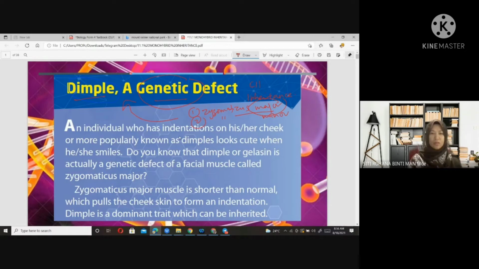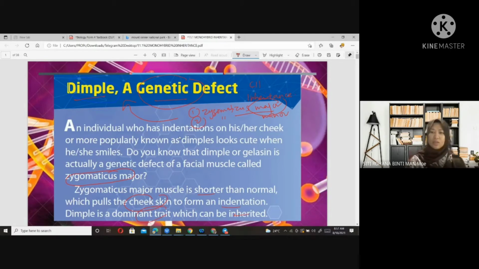Okay. So, zygomaticus major muscle is shorter than normal. That's why dimple will be formed. So, when a person smile, bila seseorang tu senyum, apa akan berlaku? This will pull the cheek skin to form an indentation. Maksudnya dia masuk ke dalam lah, itu maksud indentation. So actually dimple is a dominant trait which can be inherited.